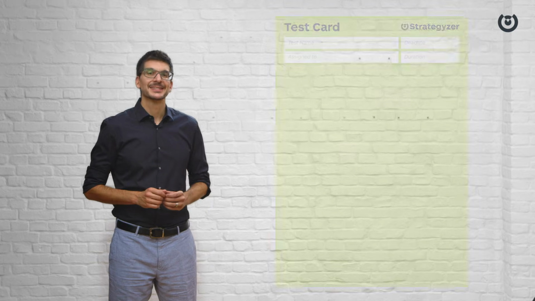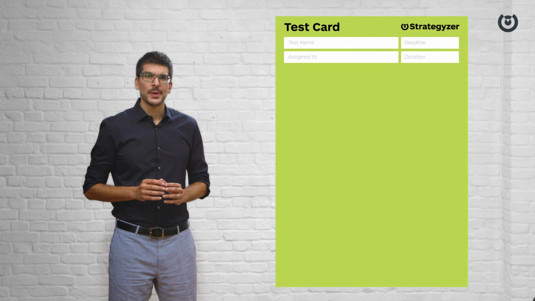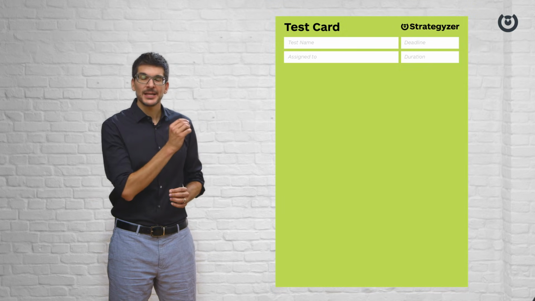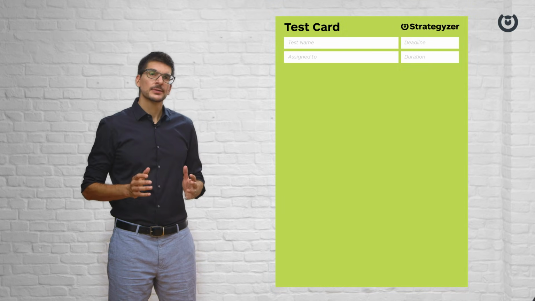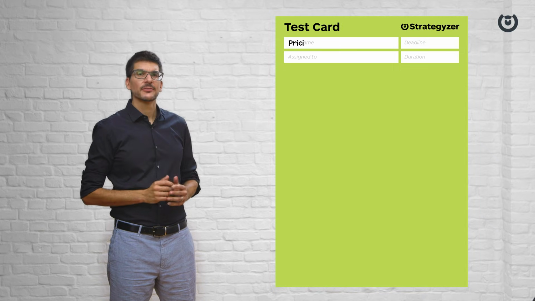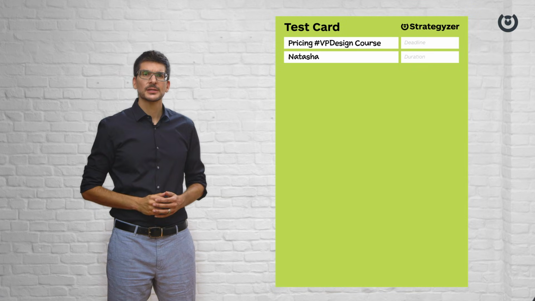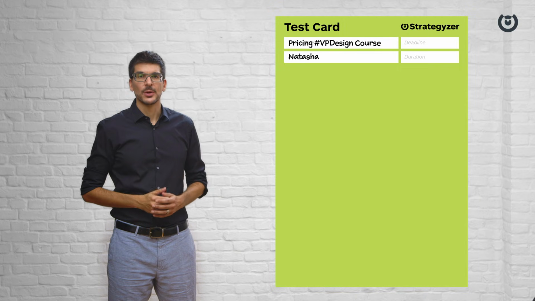So let's discover the test card together. This is a tool that allows you to describe how you're going to test a hypothesis. So let's look at an example together. Let's give this test a course. We're going to call it Pricing the Value Proposition Design course, and we're going to assign it to Natasha, who basically does the testing and the data at our company.